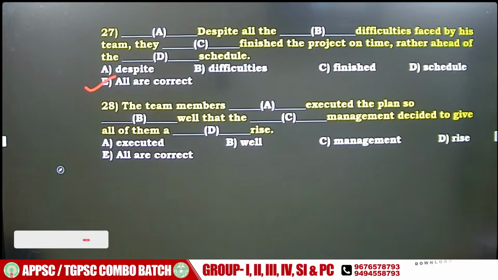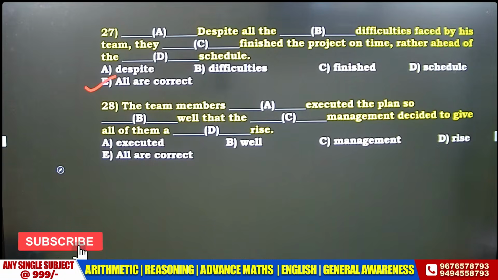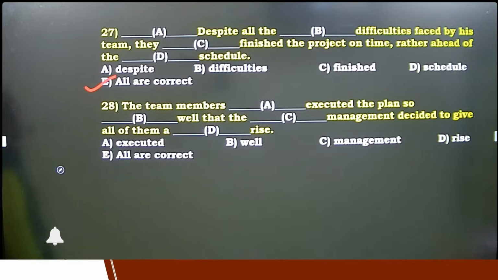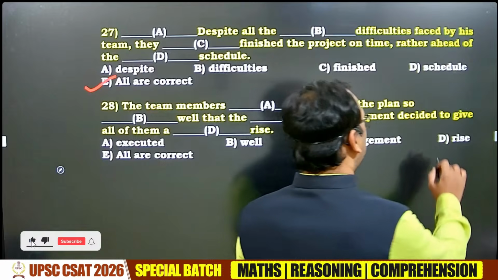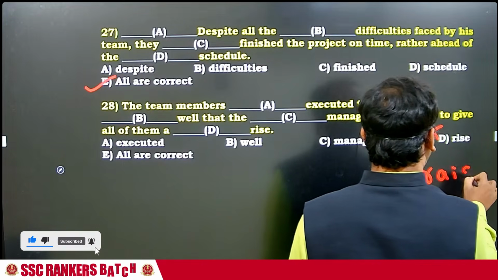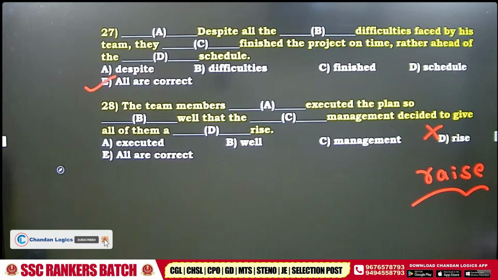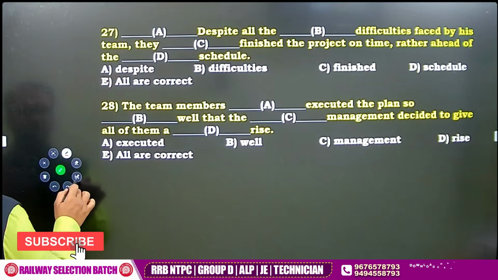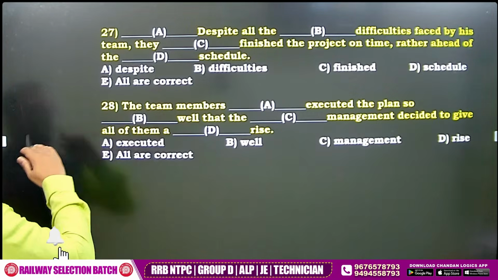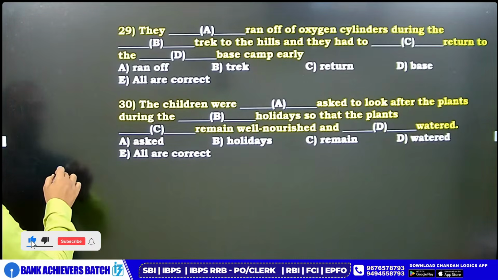Nice question. 28, who will tell me the right answer? Who is a star student? And also be specific. Give me the right answer, not just ABCDs. You're right, this is the problem here. You can't say R-I-S-E. You have to say R-A-I-S-E, raise. According to the meaning of the sentence, R-A-I-S-E should come there. They performed very well, so the management decided to give them a raise. Raise means salary hike.